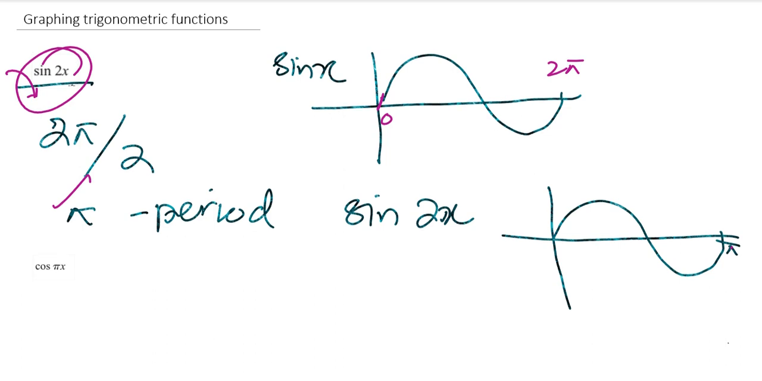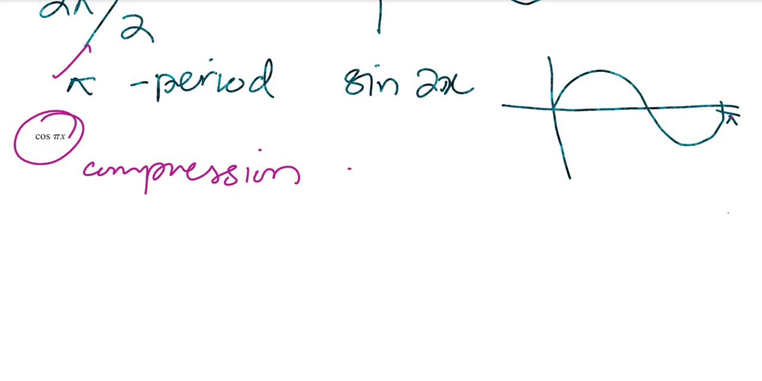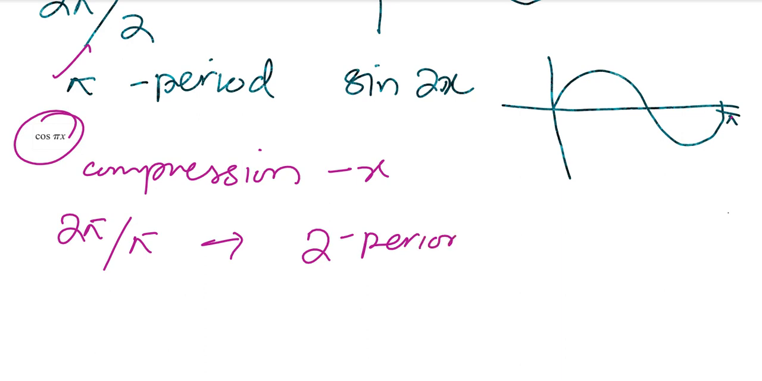That is cos pi x. So first of all, you can see that there will again be a compression along the horizontal axis, and next we have to find the period. That will be 2 pi over pi, that's 2. So 2 is the period, and our graph will end at 2.